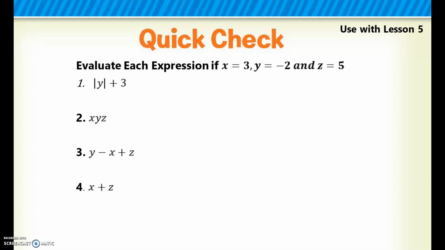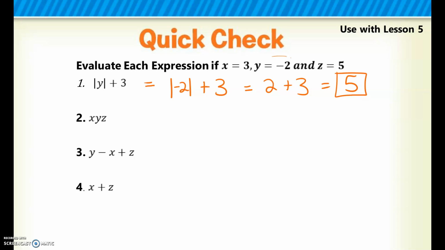So this first problem here says the absolute value of y plus 3. So I'm going to change it to absolute value of y plus 3 like this, and then I'm going to replace y with -2, so I put -2 in there. So remember, absolute value makes everything positive because we're talking about distance from 0, so -2 becomes +2 plus 3, and when we add those up we should get 5. So again, pause the video and do the rest of these problems. Ready, set, go.